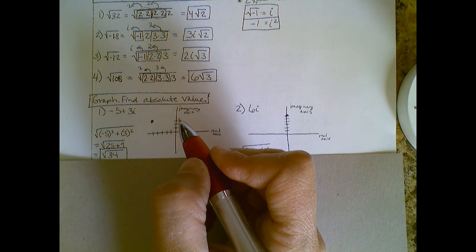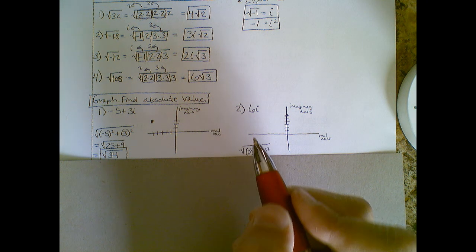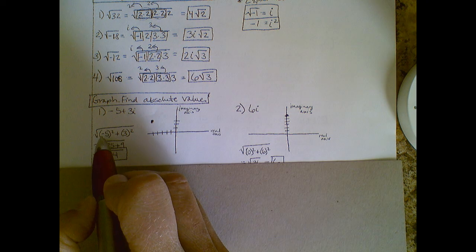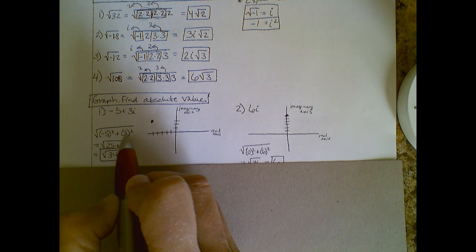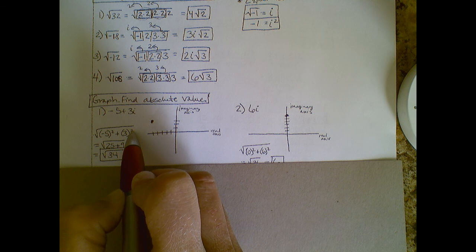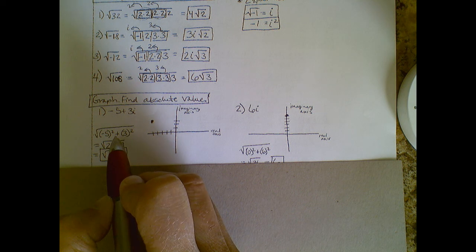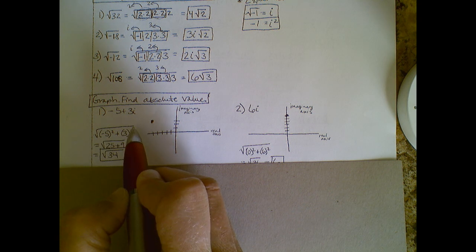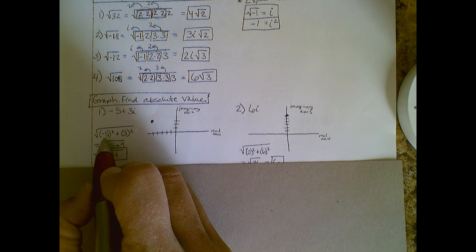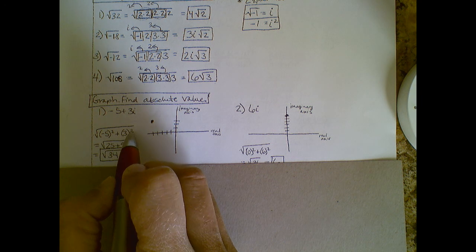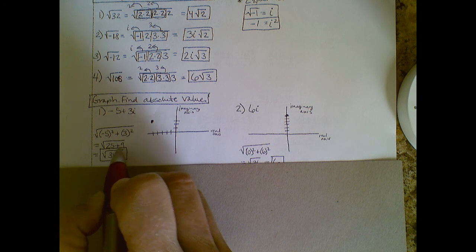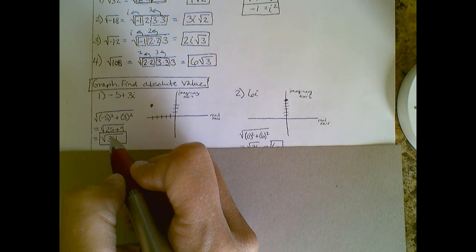Okay, and then to find the absolute value, I'm going to square both numbers. So -5 squared, 3 squared, ignore the i, just square both numbers, and then take the sum of them and then take the square root. So -5 squared is 25, 3 squared is 9. I add them together, I get 34, so then the square root of 34 is my absolute value.